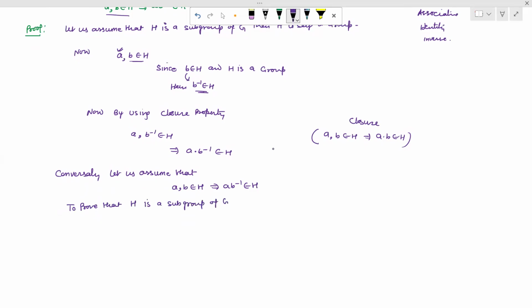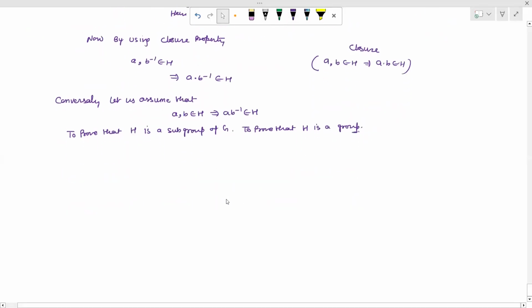For proving H is a subgroup of G, it means H itself has to be a group. So to prove H is a group, all four properties must be satisfied: closure, associative, identity, and inverse.